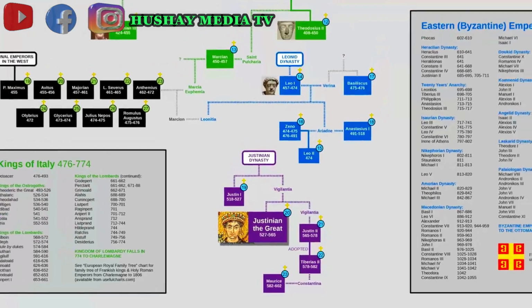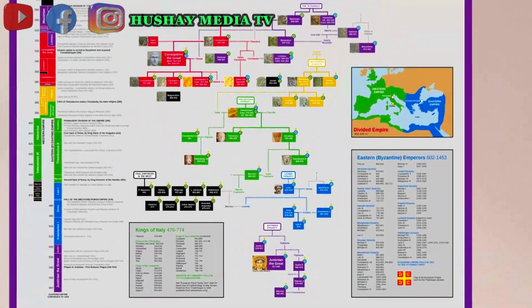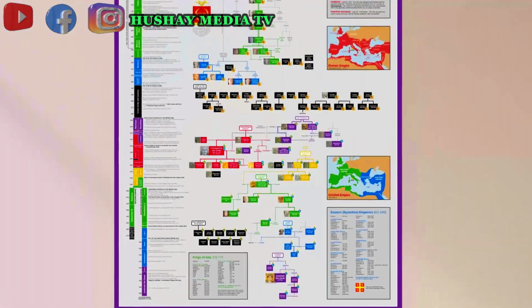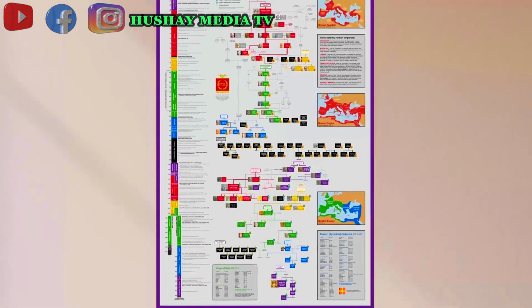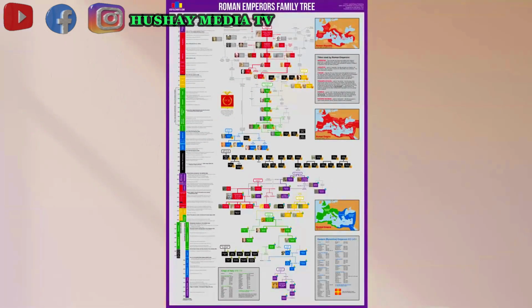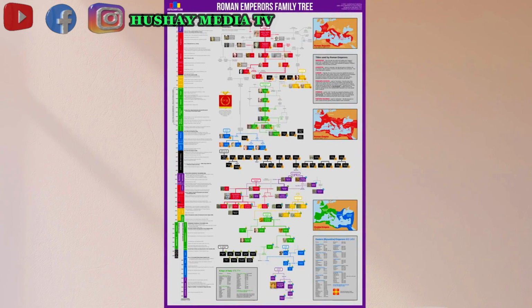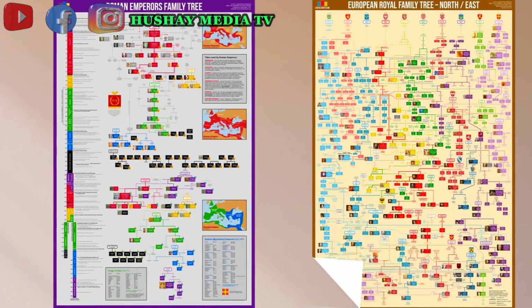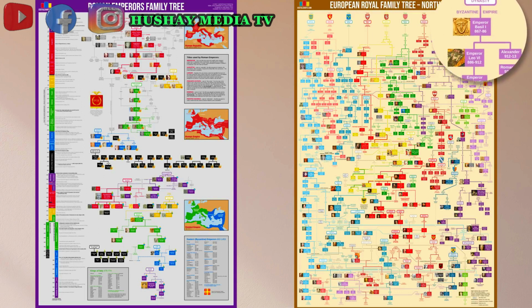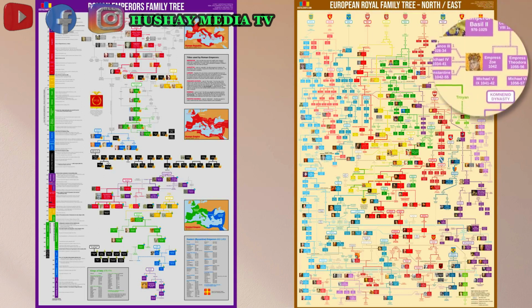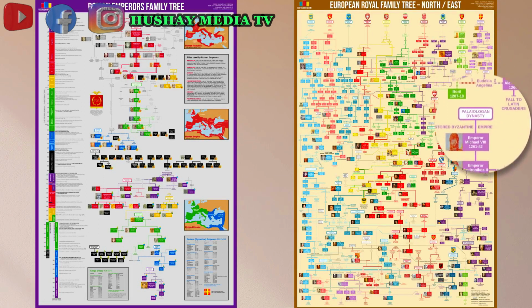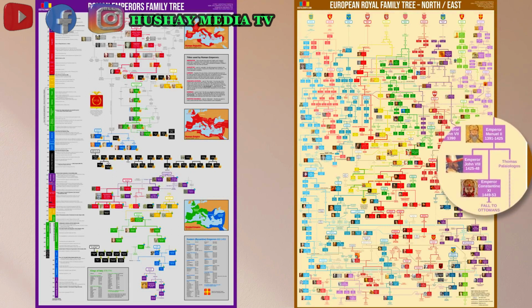And this is where this particular chart comes to an end. Not long after Justinian, the Byzantine emperors switched from using Latin to using Greek. If you want to see the rest of the family tree of Byzantine emperors, you can pick up the story using my European royal family tree, North and East edition. There, the tree starts with Basil I of the Macedonian dynasty and goes down to Constantine XI Palaiologos.